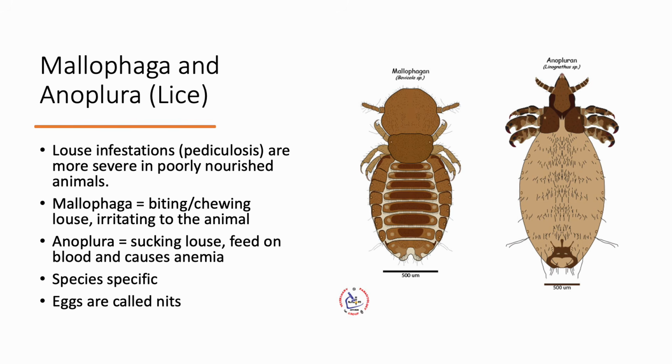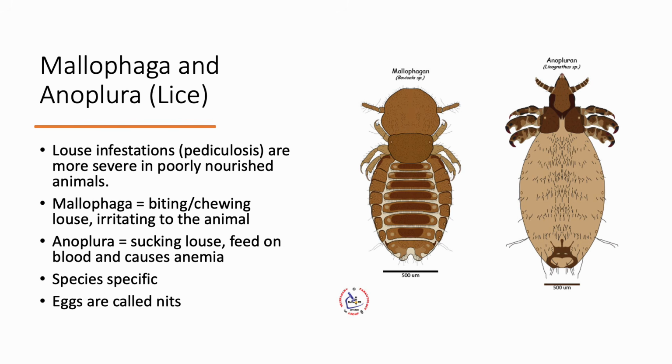They're kind of itchy and irritating to the animal, which is different from the Anoplura, which are the sucking louse, and these feed on blood and cause anemia. Lice are species specific, kind of like the pinworm. If a child has lice, they have gotten it from another child. They didn't get it from their pet.